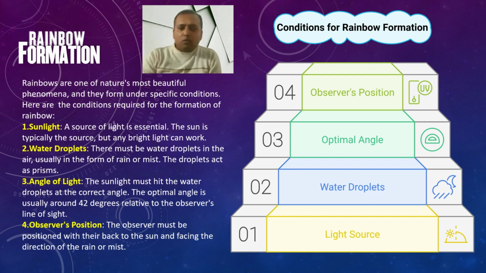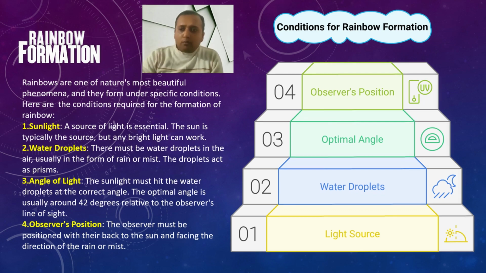Now, the fourth condition required for the formation of a rainbow: the observer must be positioned with their back to the sun and facing the direction of the rain or mist. This is very important. The source of light has to be behind the observer. So these are the four conditions required for the formation of a rainbow. Now let's look into the formation of a rainbow.